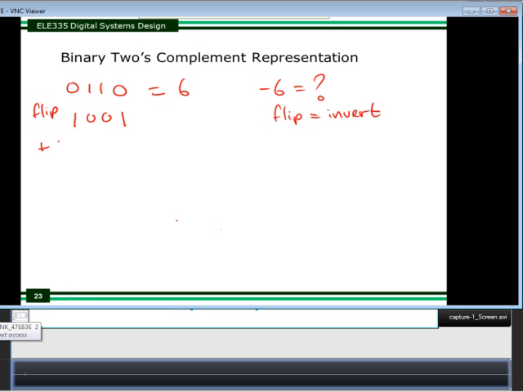And then add 1. So 1010 is minus 6 in 2's complement. And you can see that the sign bit, because we flipped, has now changed from a positive 0 to a negative 1. Okay? And that's all you have to do to convert to 2's complement representation.